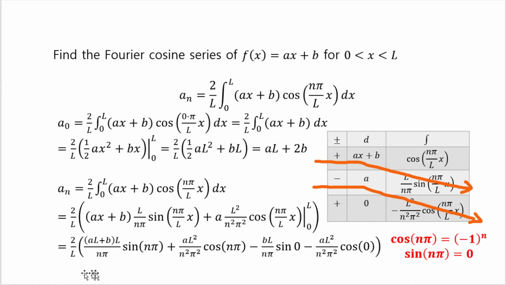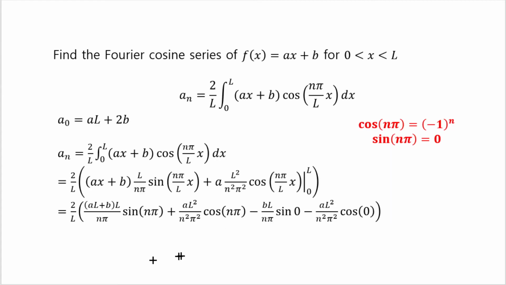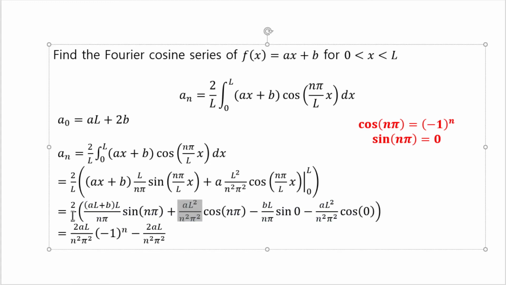It's getting a little crowded, so let me erase this one and also the table. Alright, and then now let's see, we're to use this one, right? So sine n pi is 0, so that goes away. Sine 0 is 0, so that goes away. Cosine n pi is now replaced by (-1) to the nth power, so this is all you get. Now I also did L squared divided by L is just a single L, and 2 is multiplied, so when you multiply this with 2 over L, you get 2AL over n squared pi squared.